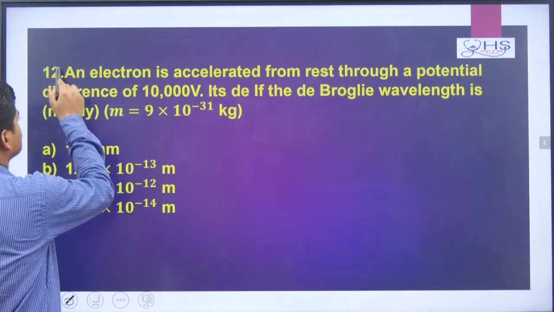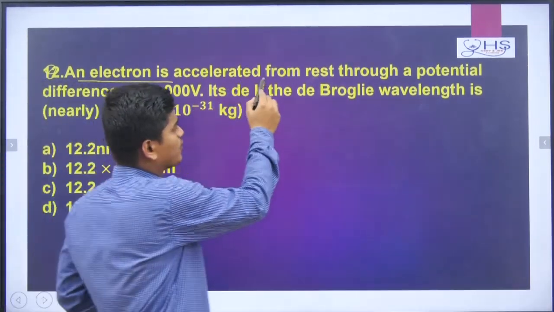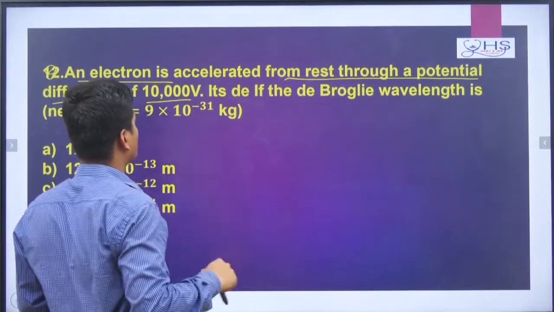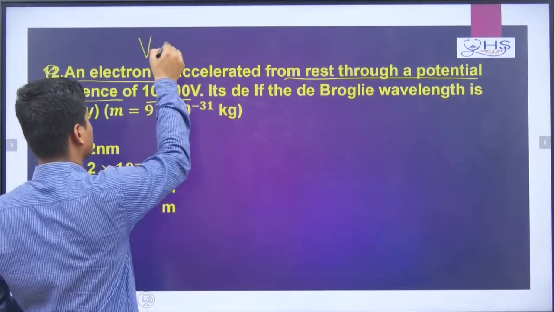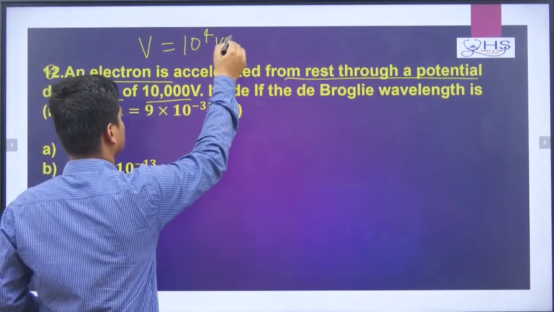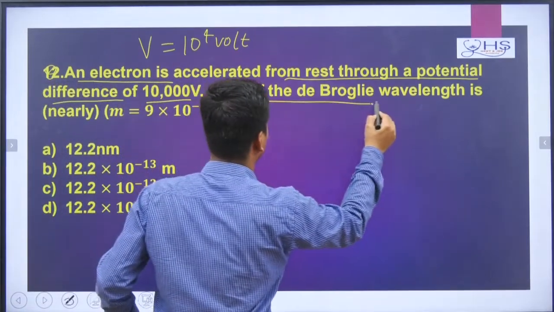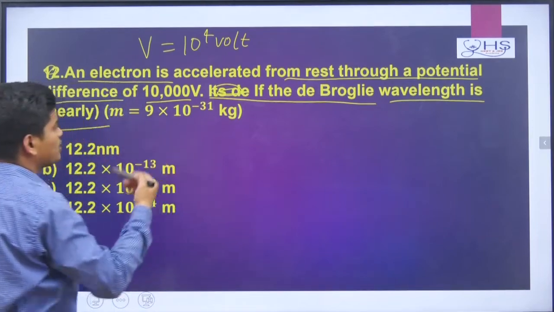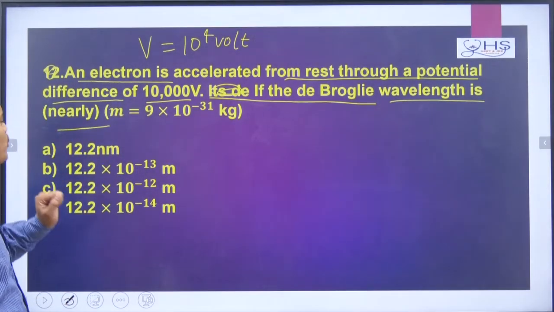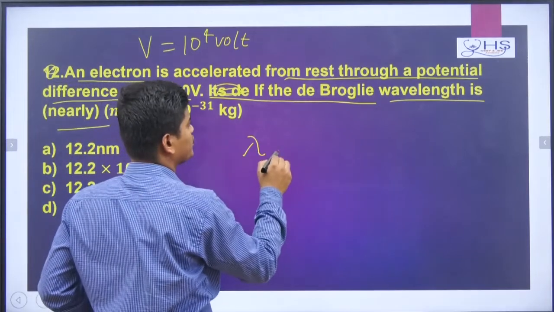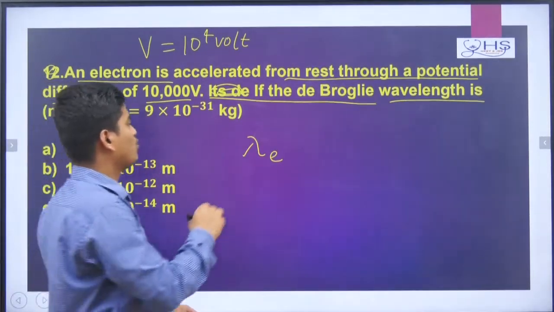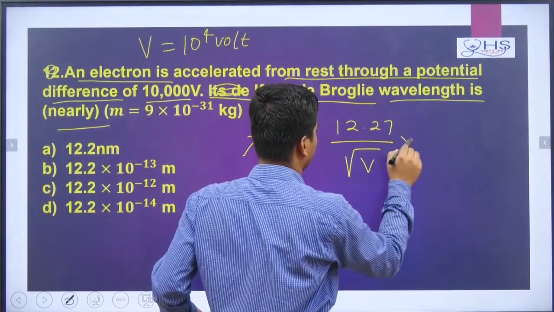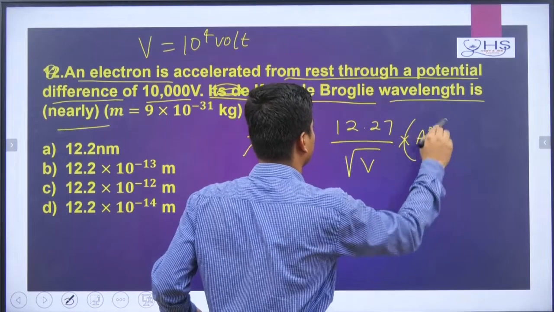Now next. Here an electron is accelerated from rest through a potential difference of 10 to the power 4 volt. So here how much potential is given? 10 to the power 4 volt. Now the question is, what is the De-Broglie wavelength? Potential is given, and they are telling us about an electron. So the wavelength of electron is nothing but 12.27 by root V into angstrom unit.